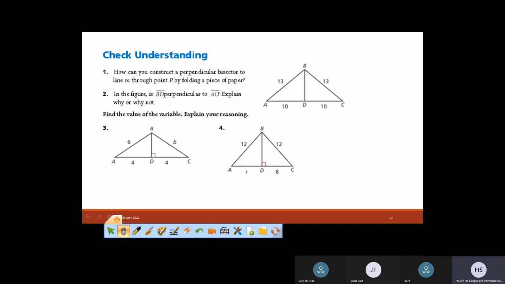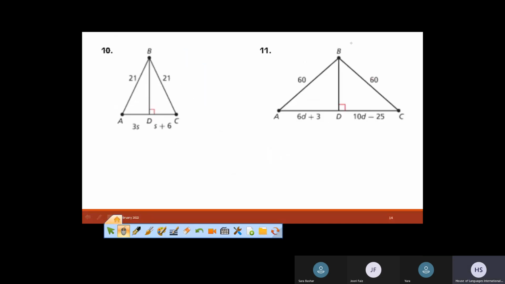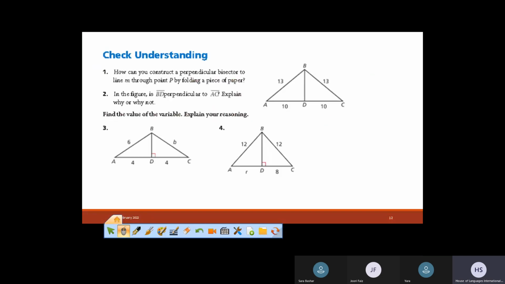Now, all of you, please go to your book, number 2. Which page? Page 98. Yes, in this figure. The question is: is line segment BD perpendicular to AC?